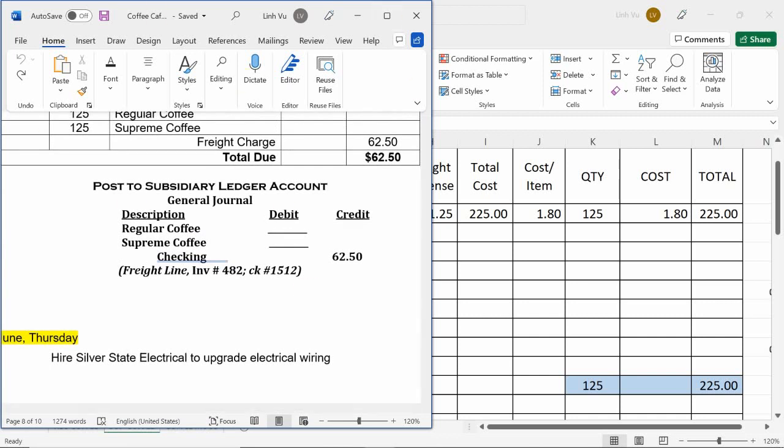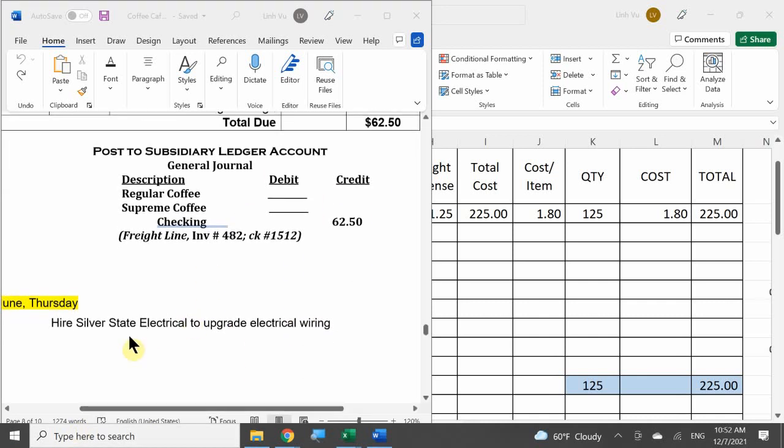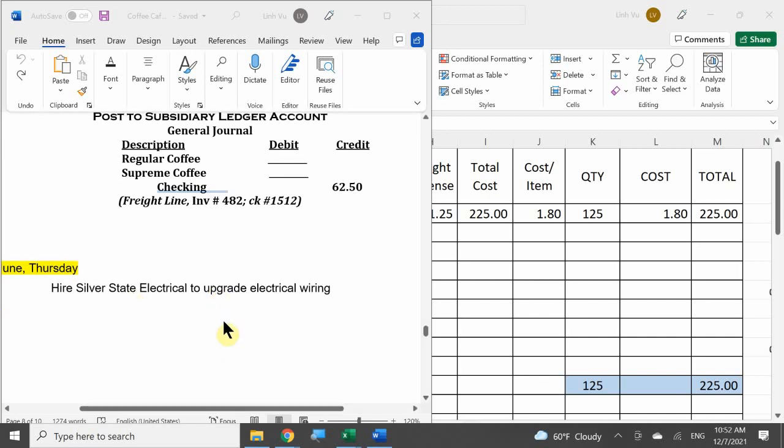Okay. So next thing we have here is we hired Silver State Electrical to do some electrical work for the coffee grinder. In this case, all we did was hire them. No bill was sent, and no quote was given either. So all we're waiting for is them to finish the job and then send us a bill. It's just something that we need to keep in mind.